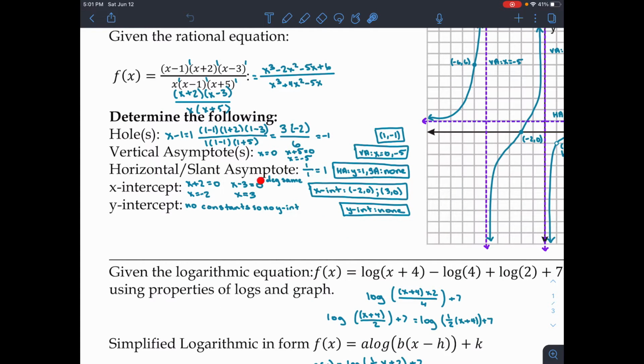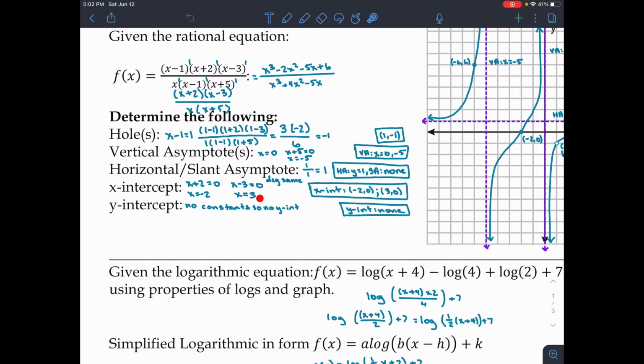For our horizontal or slant asymptote, we first have to look at the terms of the numerator and denominator. Since there are 3 terms on top and 3 terms on the bottom, the degrees are the same. So we just take the coefficients of the leading terms, and when we factor it out we get this. As you can see, the coefficients for both of them are 1, and we divide them. 1 over 1 is just 1, so the horizontal asymptote is y equals 1, and there would be no slant asymptote.